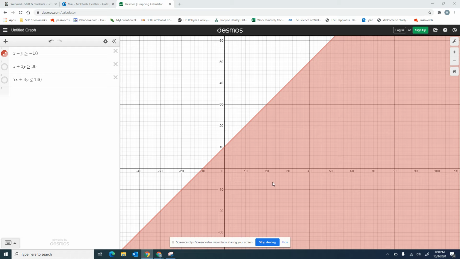I looked at your math work and you're really close. You're almost there. You definitely understand the concept of graphing inequalities. There's a few little things.